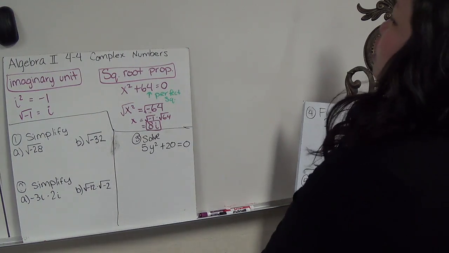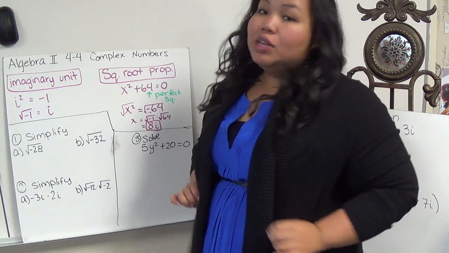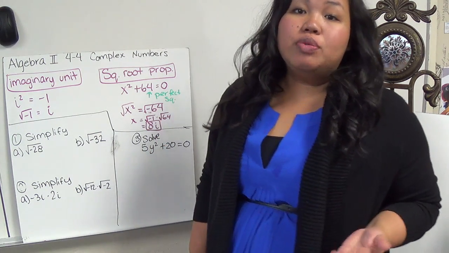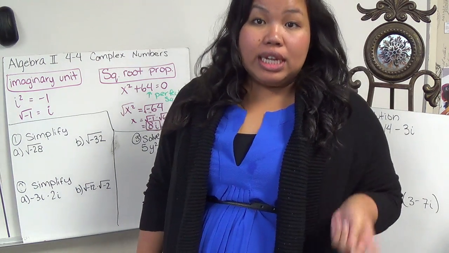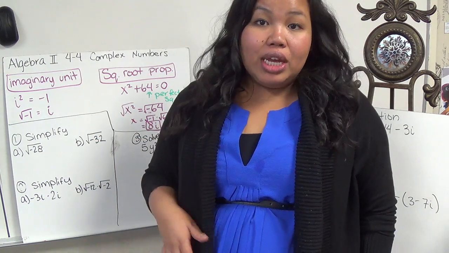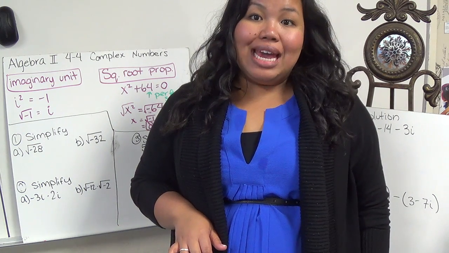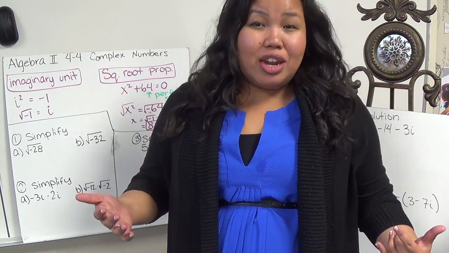In Algebra 2, Section 4.4, we're dealing with complex numbers. So basically, you're going to be dealing with square roots when you move on to the next two chapters. And unfortunately, when you plug a negative into the square root, there's not a number that exists.